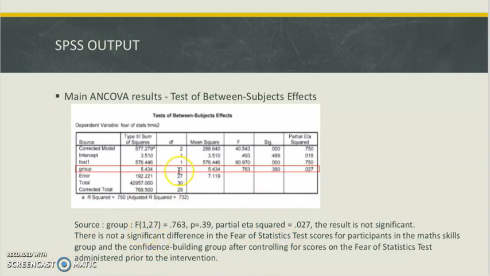The DF for group, the DF for error is 127, and the result for the F test is 0.763, the P value is 0.39, and partial eta squared is 0.027. So the result is not significant because P is more than 0.05. There is no significant difference in the field of statistics test score for participants in the math skill group and the confidence building group after controlling for the score on the field of statistics test administered prior to the intervention. Tak ada perbezaan pun. From the mean difference too, you can see that there is not much mean difference.